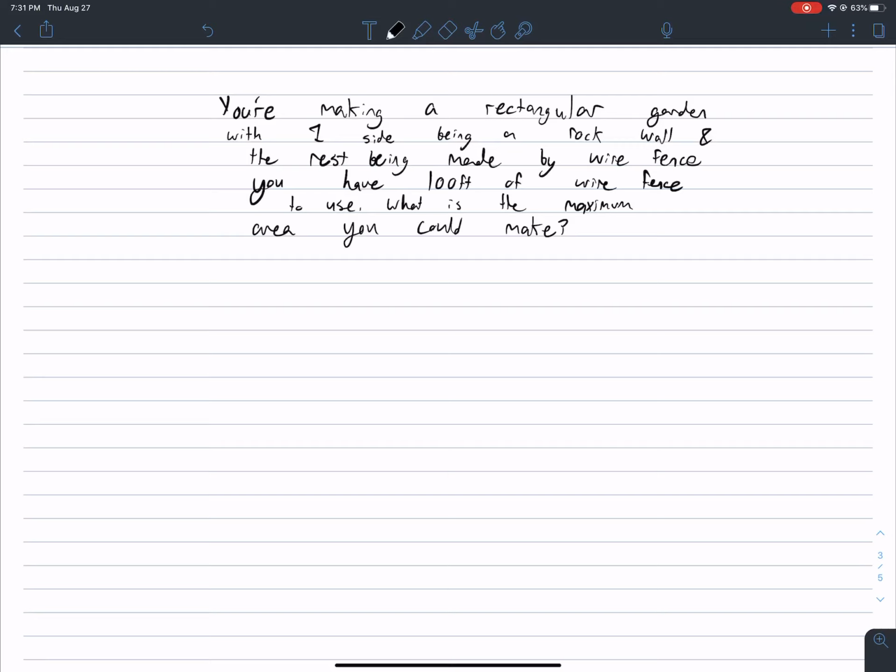So the question is, you're making a rectangular garden with one side being a rock wall and the rest being made from a wire fence. You have 100 feet of wire fence to use, and you're trying to find out what the maximum area you can make is going to be.